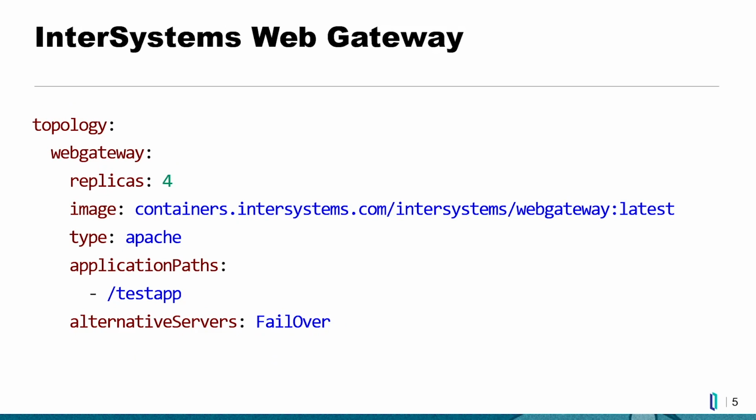IKO is now able to deploy the InterSystems Web Gateway container. One can specify a number of replicas, the Docker image, the server type, Apache, Nginx, or Apache Lockdown, which is the subject of another talk, an array of application paths, and the algorithm for remote server selection, which could be failover or load balancing.